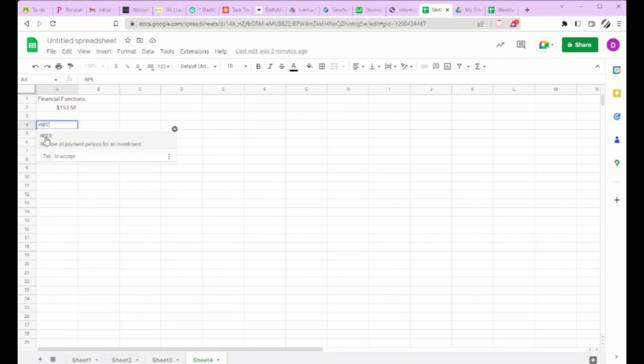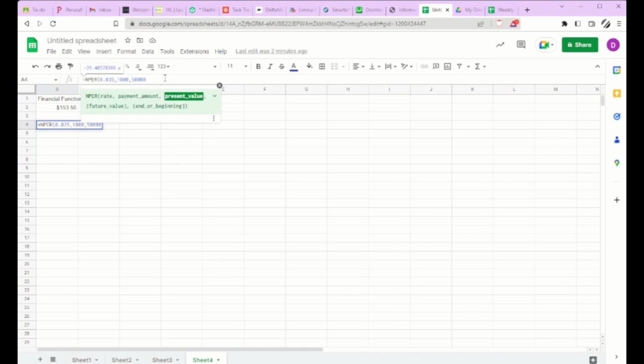You might have noticed the NPER, the number of payment periods for an investment. So let's say we have our same 3.5% interest rate. We are paying $100 a month. And we currently have, let's say it's a small mortgage, $50,000 left. And actually, I'm going to go back and change that to $1,000 if we're talking about a mortgage here. If you can find a $100 a month mortgage for a $50,000 amount, let me know.